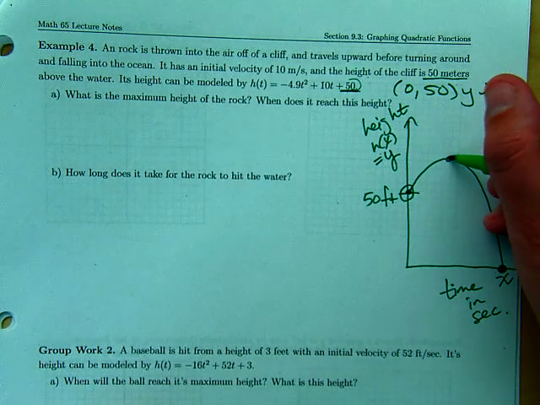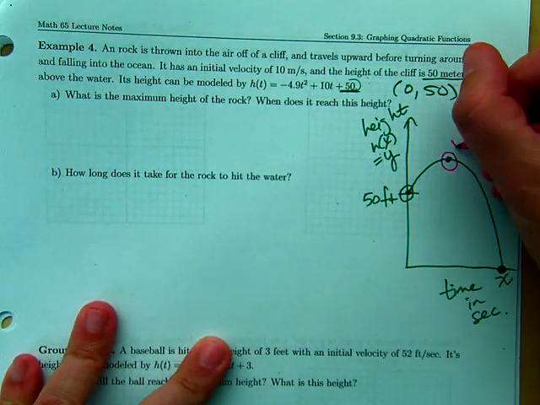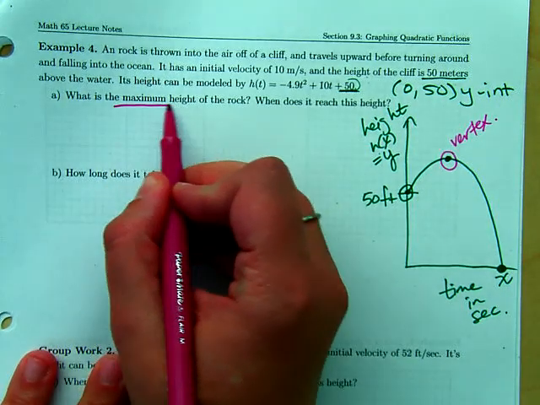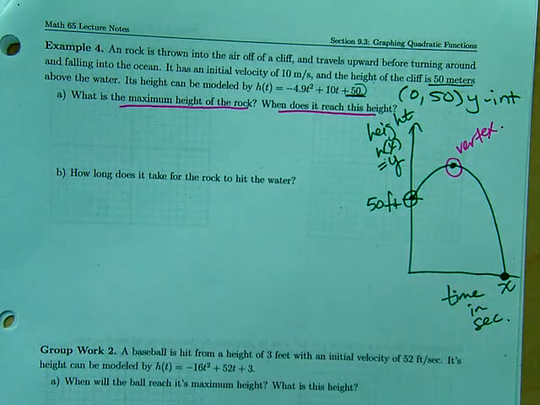What do we call this point right here, where it reaches a maximum point and then it turns around? Yes, we call this point here the vertex. And so they're asking us, what is the maximum height of the rock? When does it reach that height? So we want to calculate the vertex.